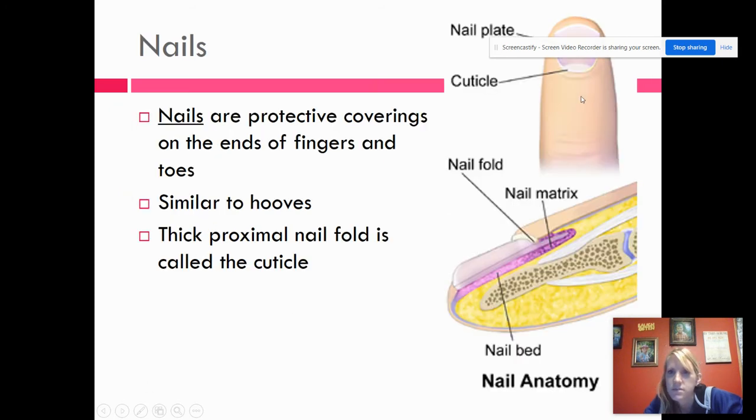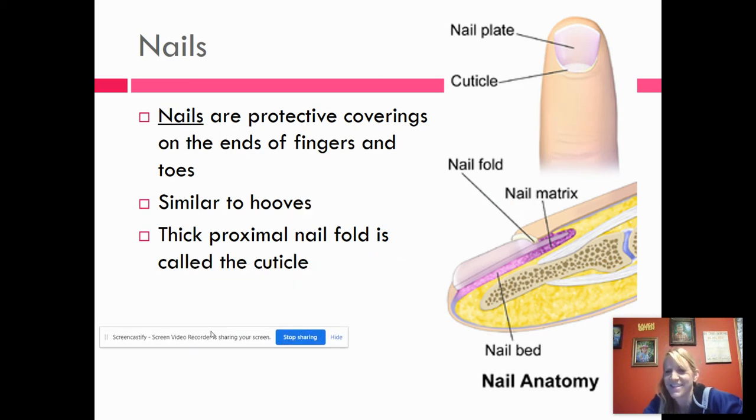Those are nails. This is not the middle finger, just so you know. I made sure to get one without them. So here's the cuticle. There's your nail plates. You can see here, this white part up here would be non-living. So you can clip your nails and it doesn't hurt. Clip your toenails, whatever. But if you get it here attached to this nail bed, oh my gosh, it hurts so bad.